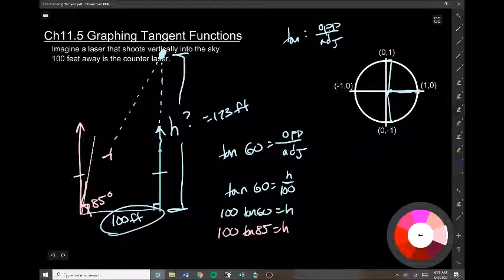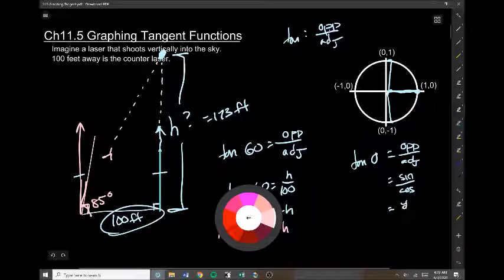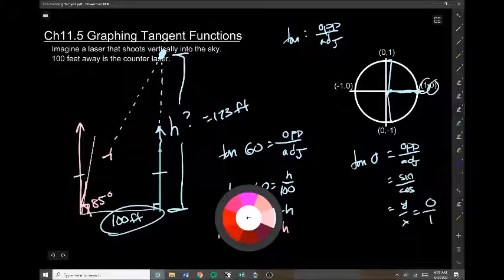And here, at 0, it's actually just 0, right? The tangent of 0 would be opposite over adjacent, which we also know is sine over cosine. It's just the y value over the x value. And if it's 0 over 1, that's just 0.